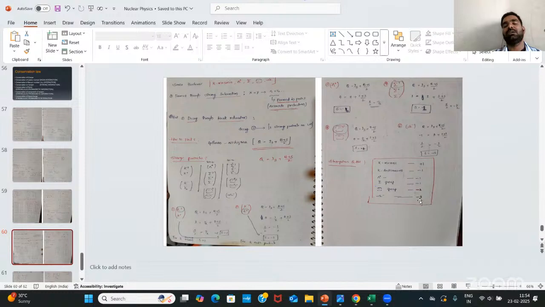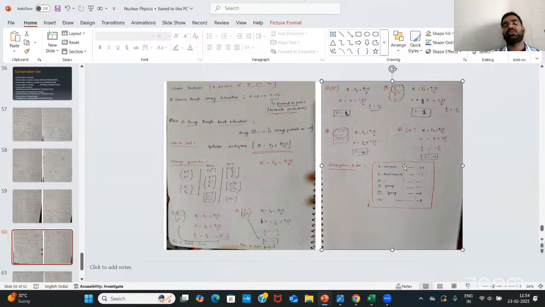Remember, omega has more strangeness. Strangeness will be much higher than all the other groups. The strangeness of omega minus is -3. Okay, remember -3.